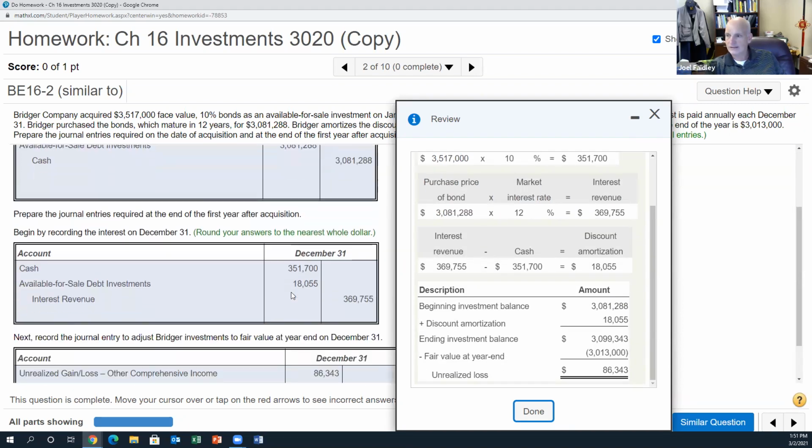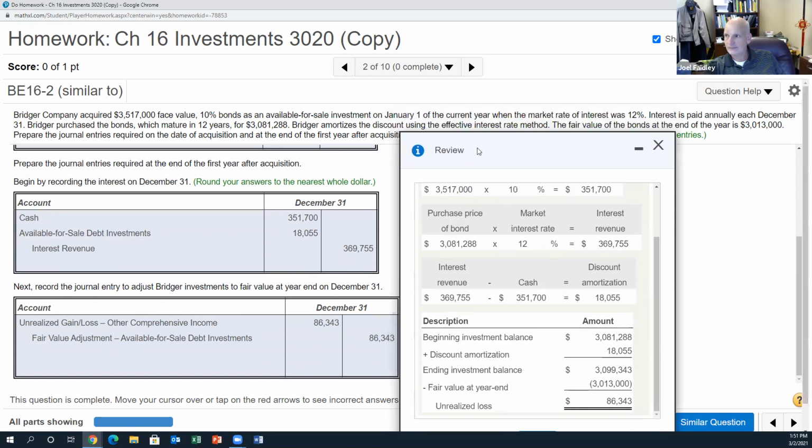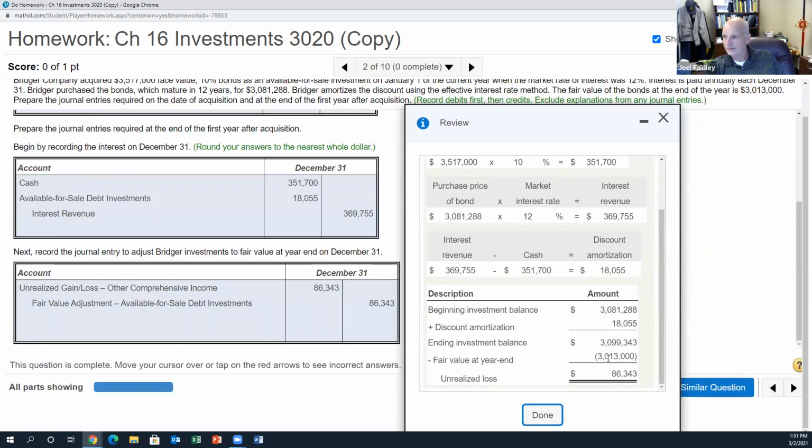All right, since it's available for sale, we want to record an unrealized gain or loss. It's given up here at the top that the fair value of the bonds at the end of the year is 3013. There's my beginning investment balance, and there's the discount amortization, so we're up to 3099343 in our T account. The difference between our balance on the books and the fair value is a loss of 86,343.